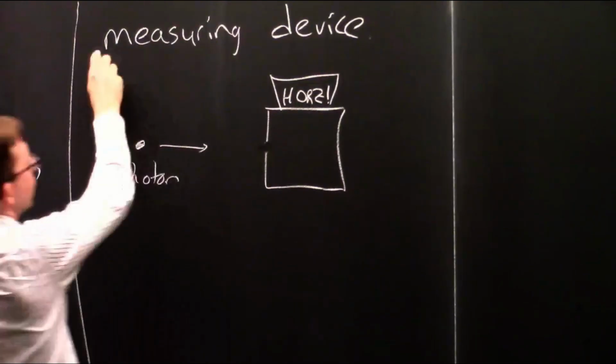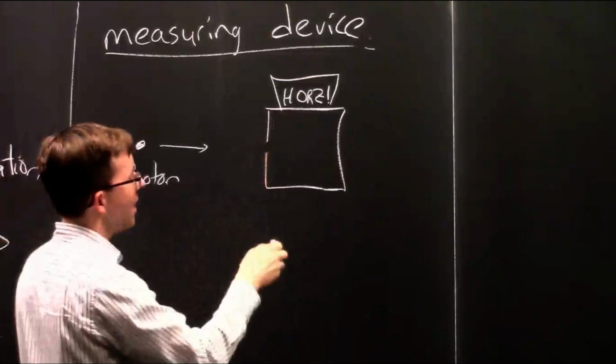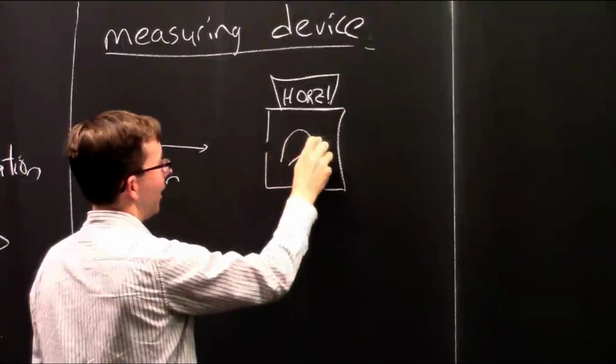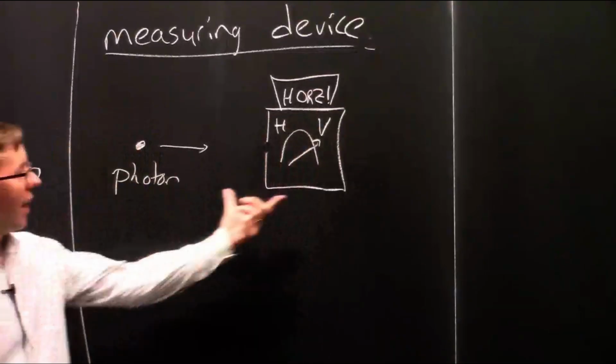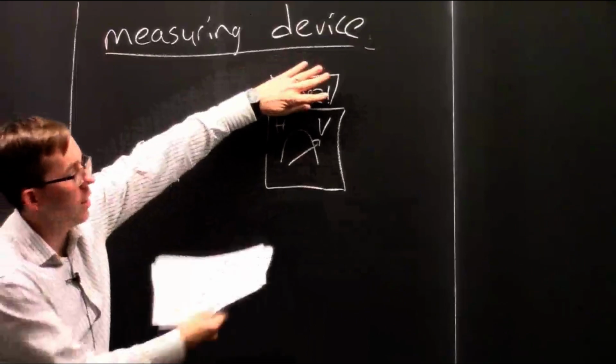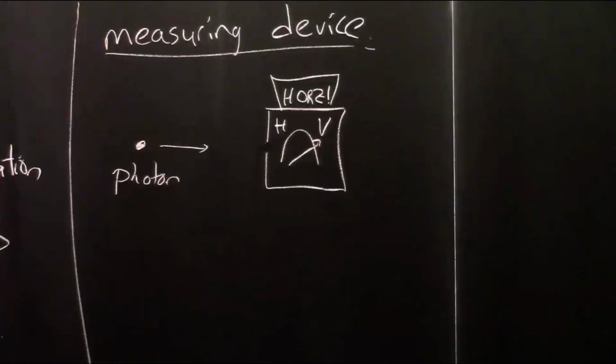Call that a measuring device. In the olden days, instead of an LCD readout they'd have some kind of dial and a needle, maybe pointing to H or V. This is how, in a diagram, they normally draw a measuring device, with a needle pointing to the outcome. So we'll do that too.